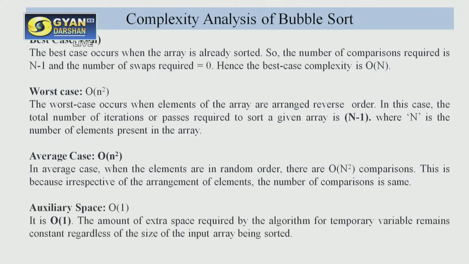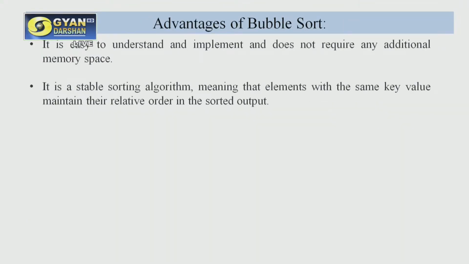If we discuss the space complexity, in this algorithm only a temporary variable is required to swap the elements, so the space increases by 1 for the temp variable. That is why its space complexity is order of 1.